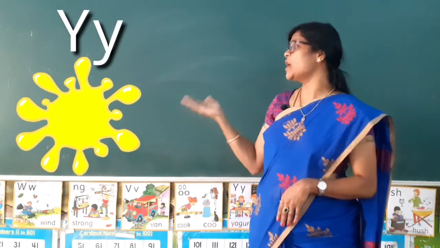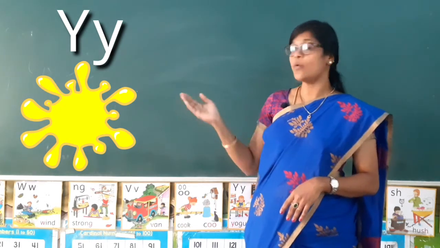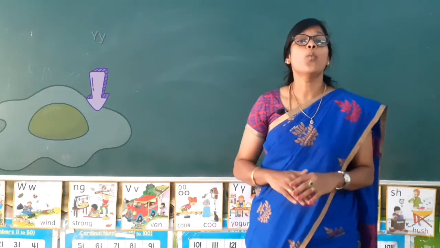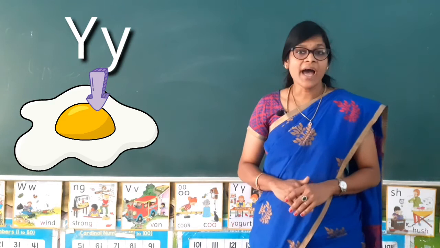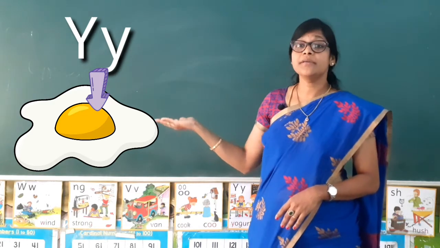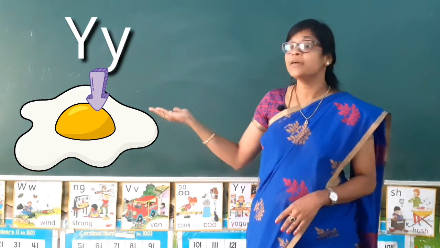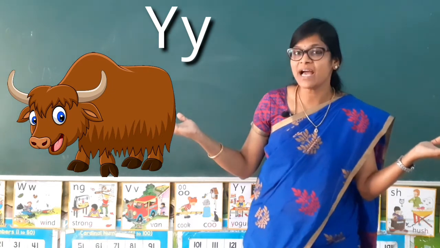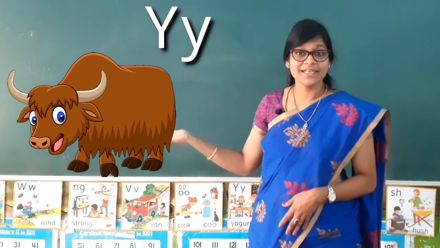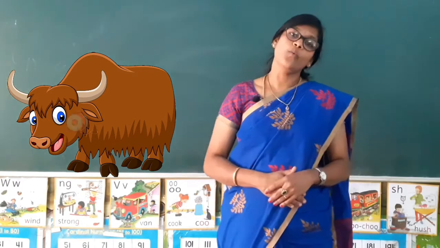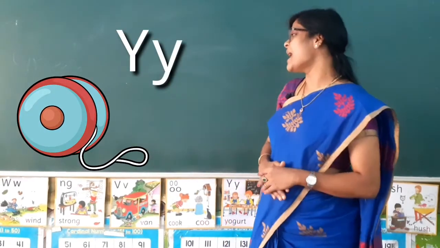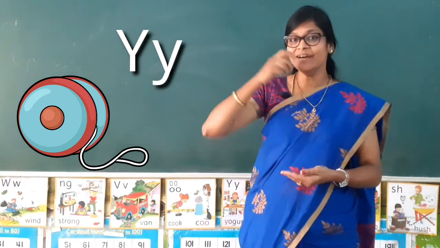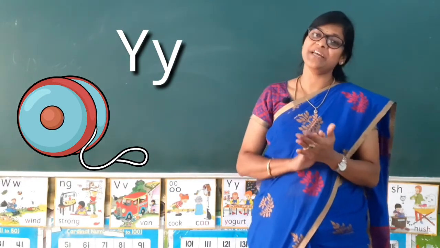Y is for yellow. Y, y, yellow. Y is for yolk. Y, y, yolk. Y is for yak. Y, y, yak. Y is for yo-yo. Y, y, yo-yo. Very good, kids.